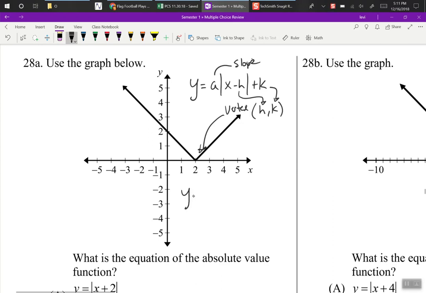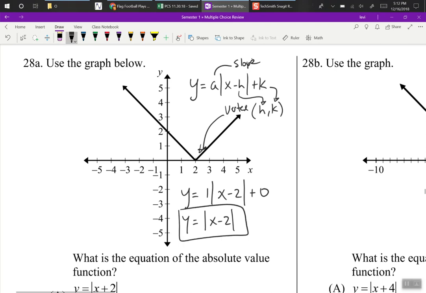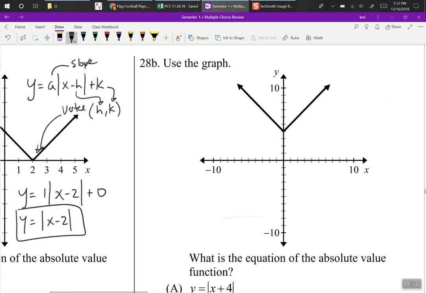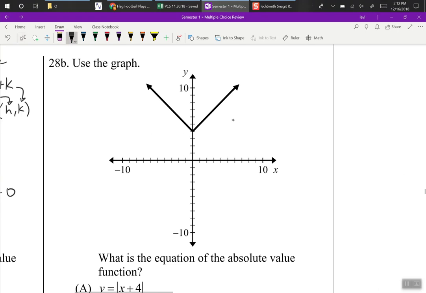So this equation would be y equals, it looks like we're going up 1 over 1, so y equals 1 times the absolute value of x minus, and it's a positive 2, so it's x minus 2 plus 0 for k. Now you probably won't see the 1 out in front or the 0 out there, so that would be our answer.